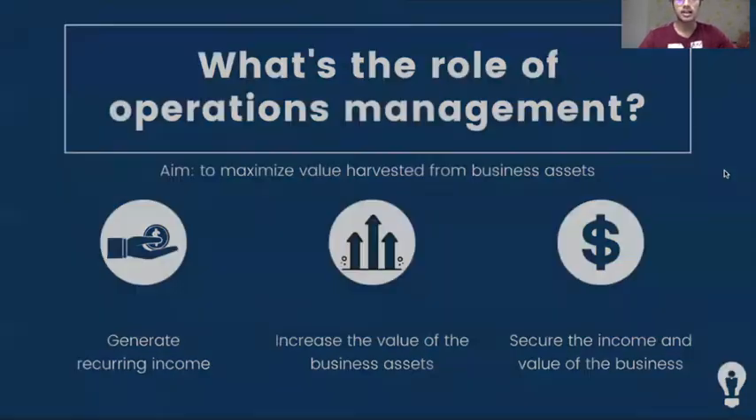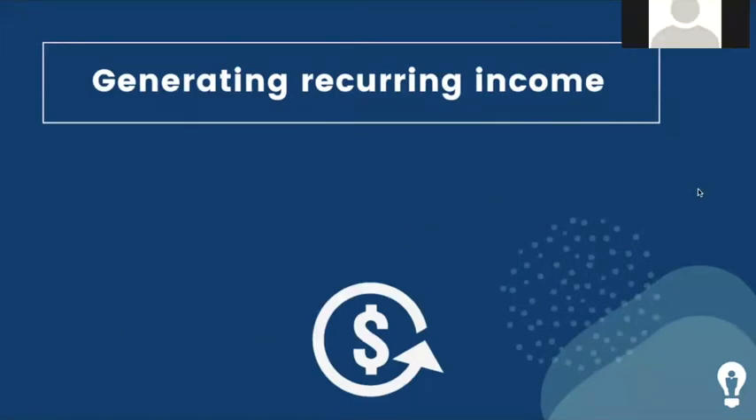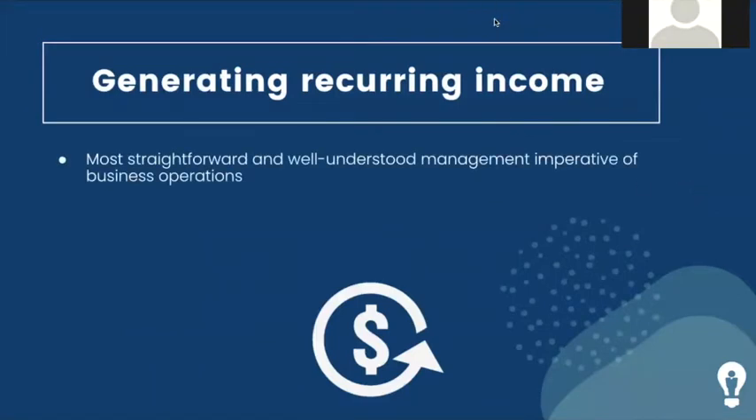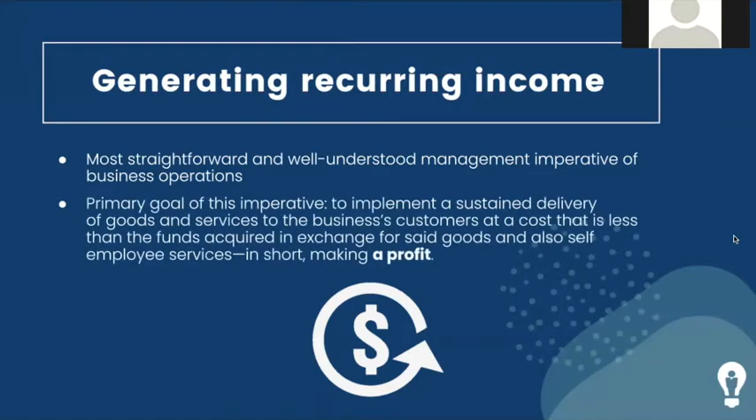So what does generating recurring income mean? As we can see from the slide, it is the most straightforward and well understood management imperative of business operations. It is the simplest imperative amongst all of the three. To define it more, the more recurring income an asset generates, the more valuable it becomes. For example, the products that sell at highest volumes and prices are usually considered to be the most valuable products in a business's product portfolio. It is also known as residual or passive income.